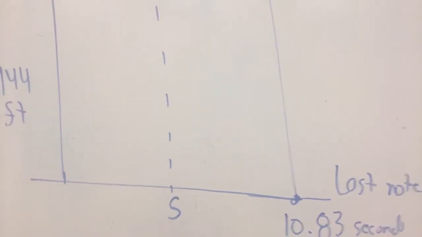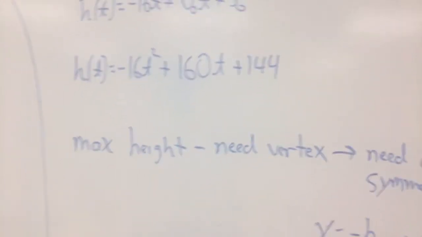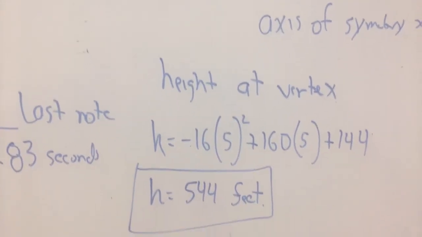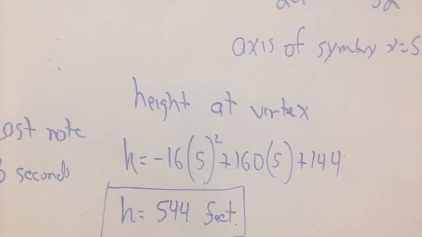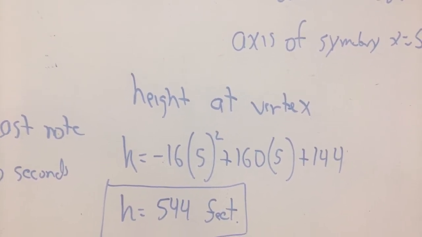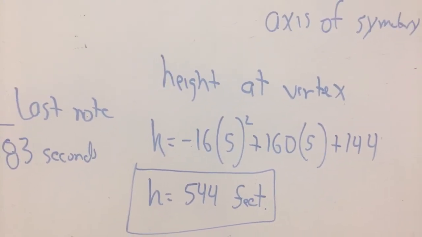Anyway, if I take the 5 and I plug it back into my equation, the maximum height that my piano, actually Super Dave's piano, will reach is 544 feet. And that's how that 5 gets plugged in. Negative 16 times 5 squared plus 160 times 5 plus 144. Whiz bang it, and you get a height of 544 feet.